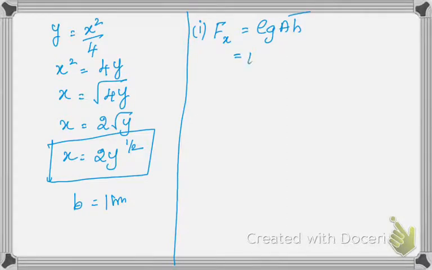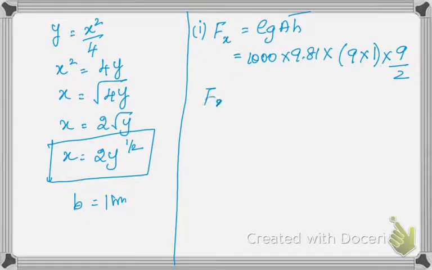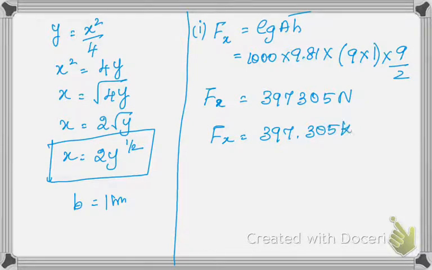Okay, so rho value is 1000, g value is 9.81, and A is nothing but area. It is very simple, that is 9 into 1, because they have given the vertical height, and we know the value of the width of the gate, into h bar, which is 9 by 2. Since height is known, we can write as such. So my Fx value is going to be 397305 Newton. So Fx is equal to 397.305 kilonewton. Next we have to get the value of our vertical thrust, that is Fy.